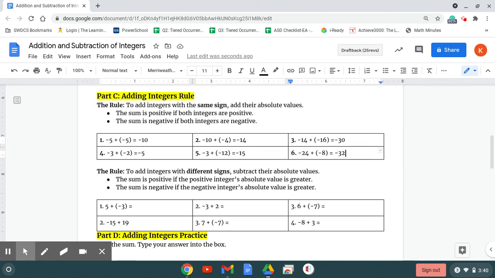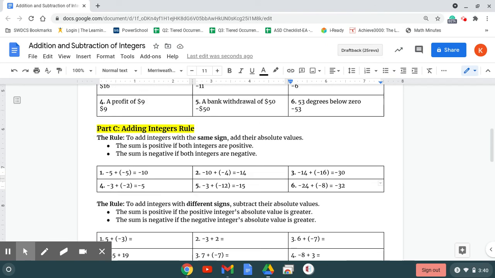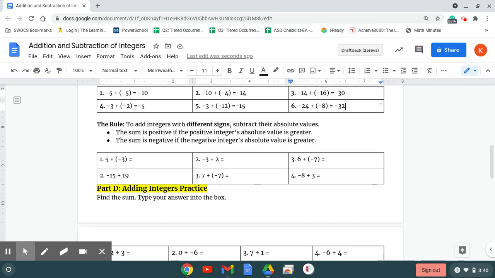So those are pretty simple. When you have the same sign, keep your sign and add. Now we're going to go to a different rule. To add integers with different signs, you subtract their absolute values. So you subtract, and then the sum is positive if the positive integer's absolute value is greater. The sum is negative if the negative integer's absolute value is greater. So basically what that means is you have different signs, you subtract, and then you find out what number is bigger.